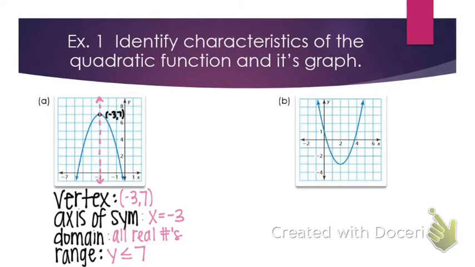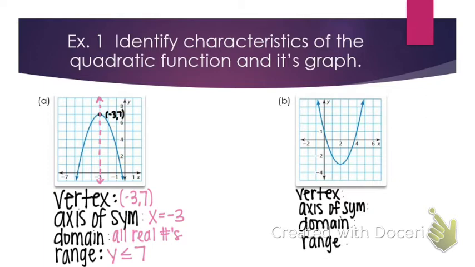All right, for letter B, we're going to identify the same 4 characteristics: the vertex, the axis of symmetry, the domain, and the range. All right, who found the vertex? Somebody give me the ordered pair. Elijah? 2, -3. If I go right to 2 and down to -3, I definitely have the vertex. I'm going to label it on the graph and drop it down underneath the graph. So 2, -3.